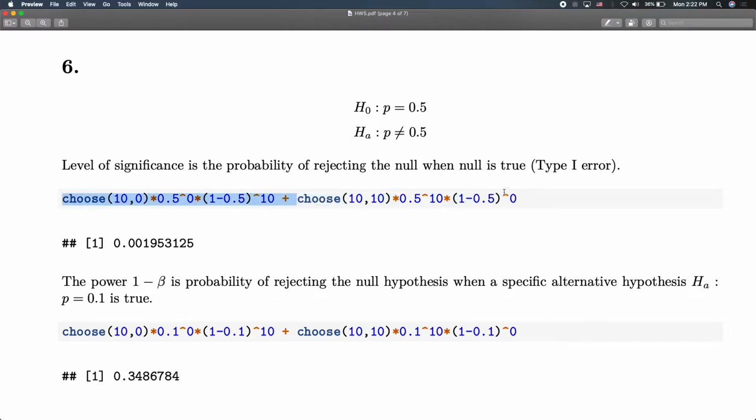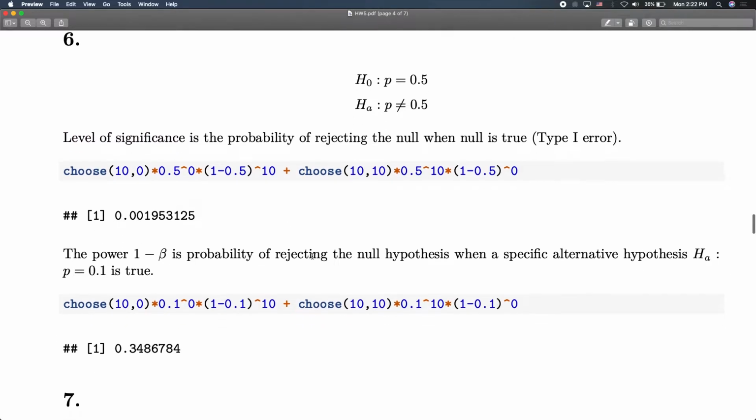And this part is the probability out of 10 tosses of observing 10 heads. And these are the two densities or the two probabilities. Once we calculate that, the sum of them will be the probability of rejecting the null. And this is also under the null being true, where the null is 0.5. So here we use 0.5 to calculate that. And the sum of them will be the level of significance.